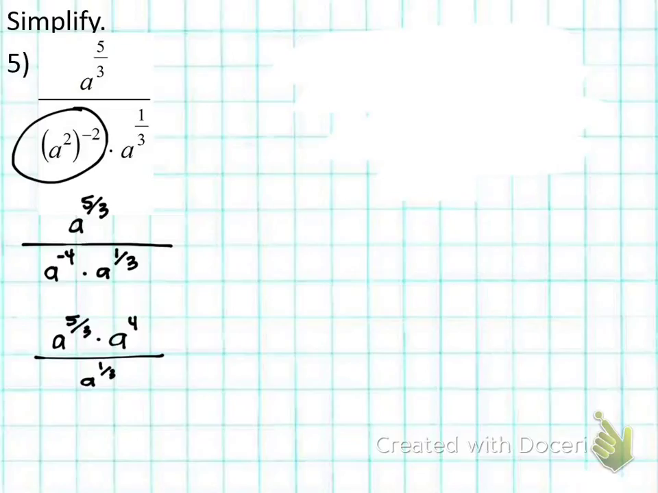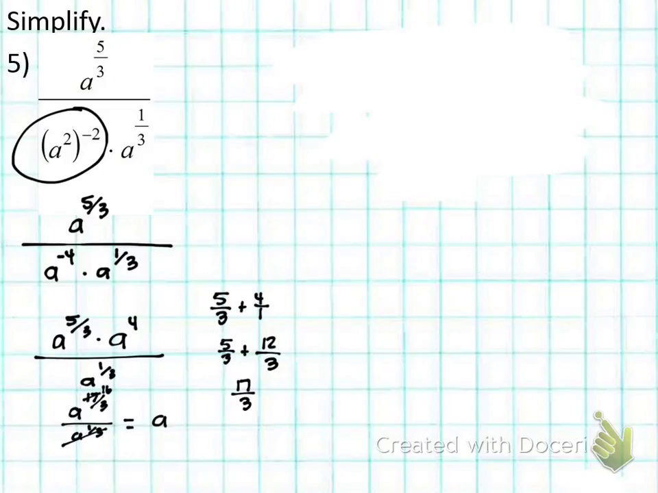5/3 plus 4 is like saying 5/3 plus 4 over 1. The common denominator is going to be 3, so it's going to be 5/3 plus 12/3, which is going to be 17/3, right? So then our numerator is going to be a to the 17/3 all over a to the 1/3. Which one's smaller? 1/3 or 17/3? 1/3. So let's take off 1/3 off the bottom. Take 1/3 off the top, which is just 16/3. So your answer is going to be a to the 16/3. We don't have anything in the denominator anymore, so that's it.